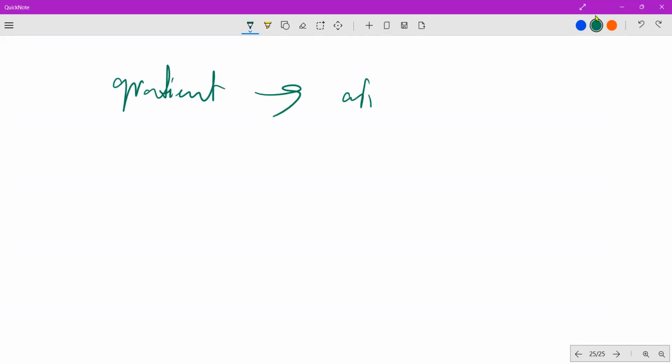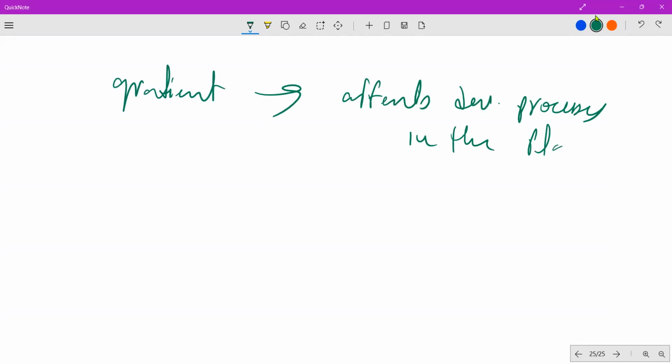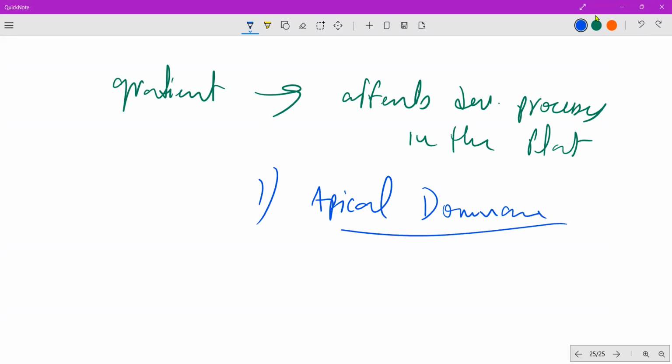It affects various developmental processes in the plant. जैसे बड़ा कॉमन है, एक कॉमन एग्जांपल दे रहा हूं, एपिकल डोमिनेंस. We have apical dominance, and we know who is responsible for apical dominance. It is auxins. Why? There's a gradient of oxygen, so this is responsible for apical dominance.